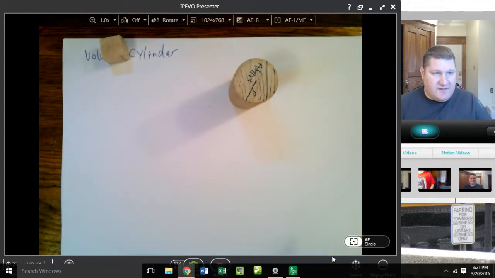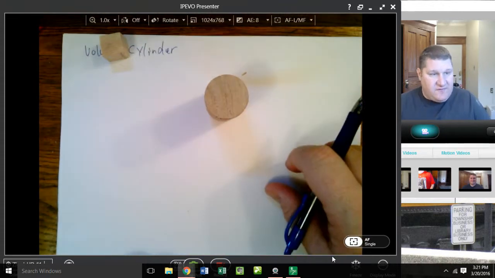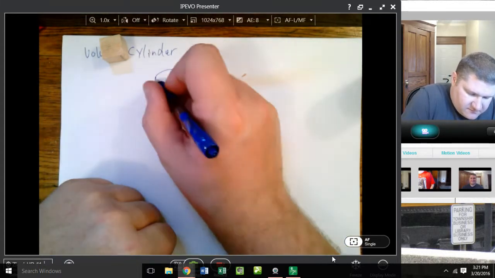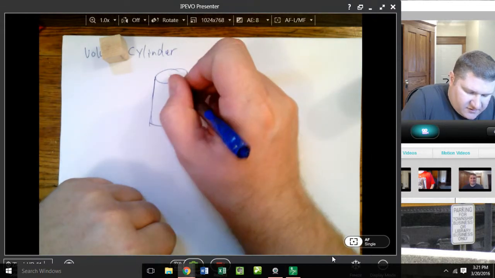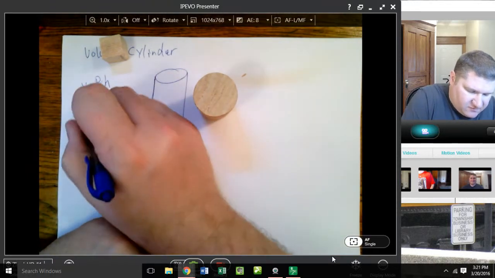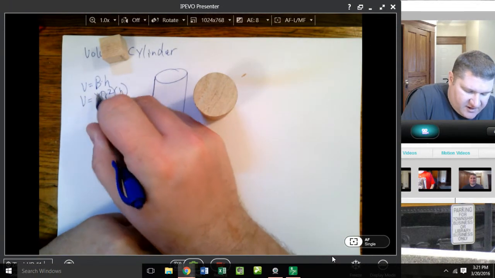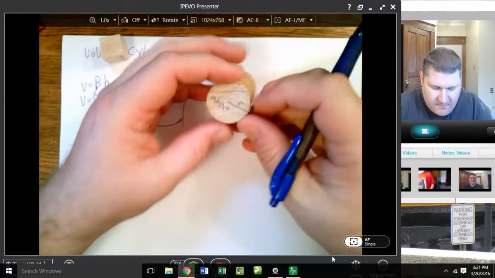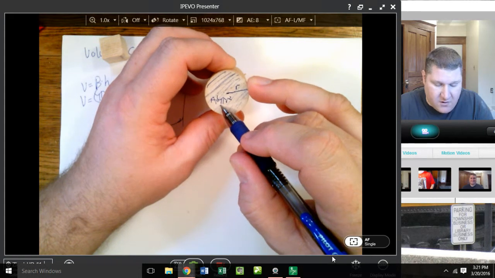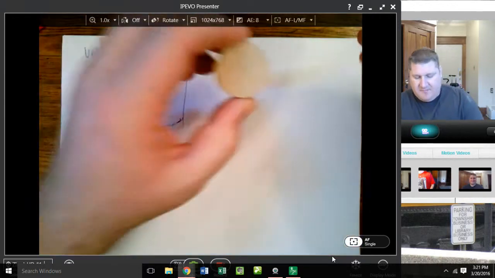Now, a cylinder, in this case, is round. It has one round edge, and then it has two circular faces. So for a cylinder, you have volume equals, and because base times height is always our reason, the base is pi r squared. And so I simply take pi r squared times h. Now, pi is approximately 3.14, and you take that times the radius squared. That's the area of one circle, and you multiply it by the height.